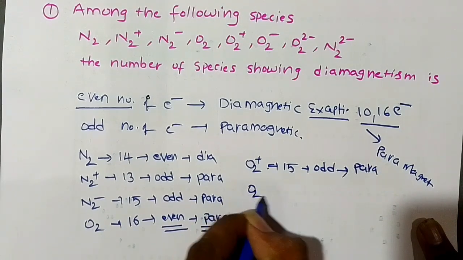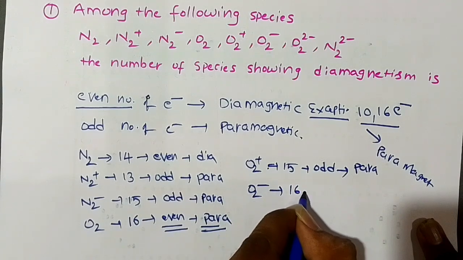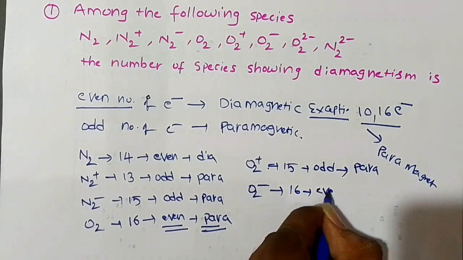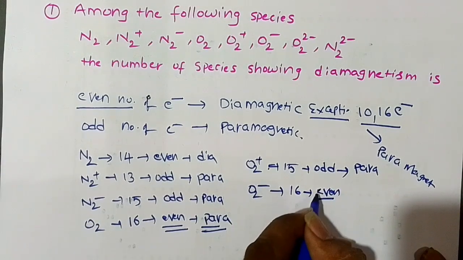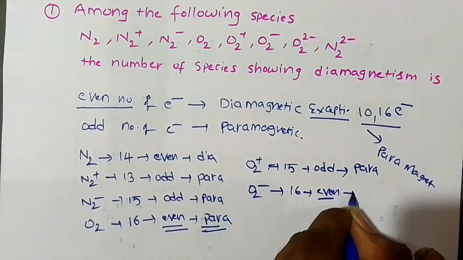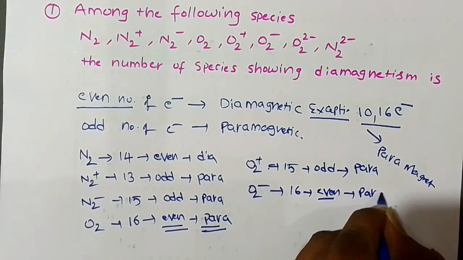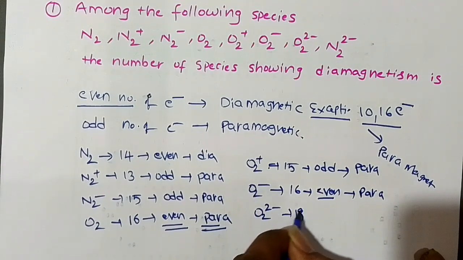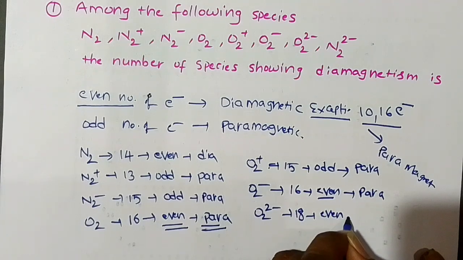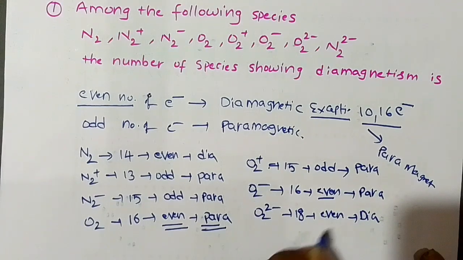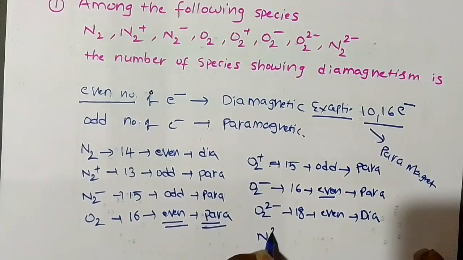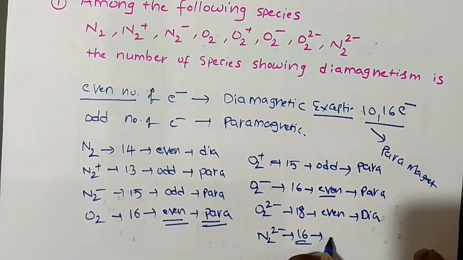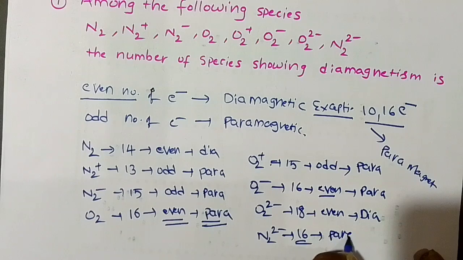Next, O2-: 16 electrons. It contains an even number of electrons, but it does not show diamagnetic; it shows paramagnetic. Next, O2 2-: 18 electrons, an even number, so diamagnetic. Next, N2 2-: 16 electrons. Even though it has 16 electrons, it shows only paramagnetic.